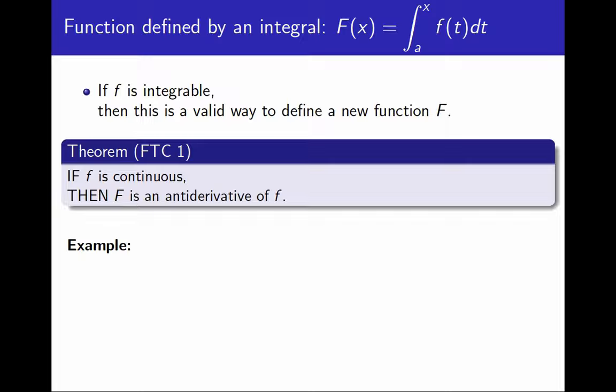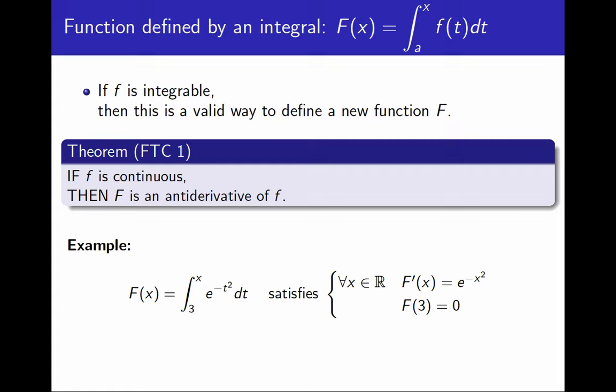For example, I define a function big F of x as the integral from 3 to x of e to the minus t squared dt. This is a valid way to define a function, and this function satisfies that its derivative is e to the minus x squared, and also it satisfies that F of 3 is 0. And in fact, it's the only function satisfying these two properties. They completely determine it.